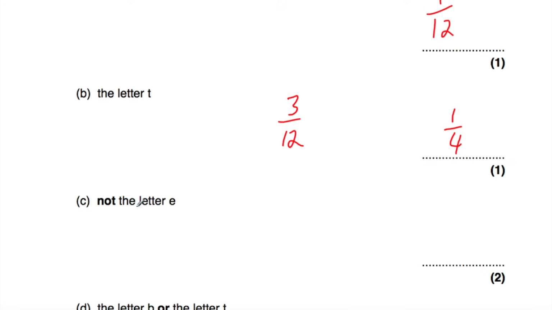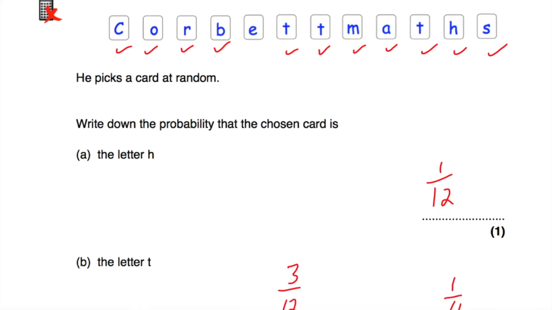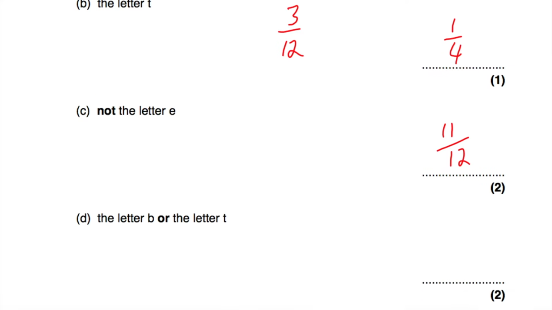And then part C. Part C says not the letter E. So let's go up here, not the letter E. So if we want to find out the probability of not getting the letter E, well, that would be all the other letters apart from E. So it would be that one, that one, that one, that one. Well, that is E. That's not E, not E, not E, not E, not E, not E, not E. So it's going to be 11 out of the 12. So 11/12.